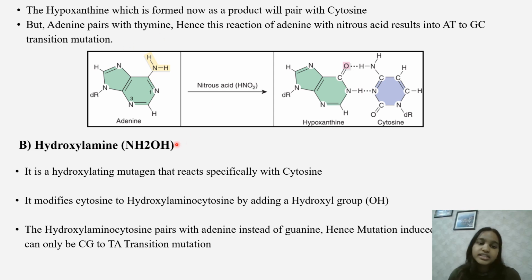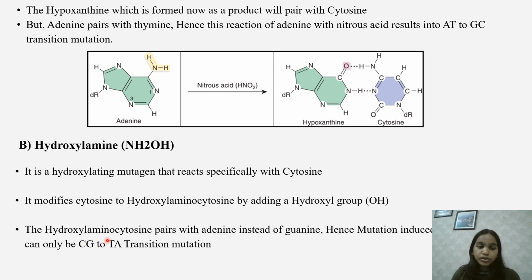Now let's understand the second base modifying agent, which is hydroxylamine. Hydroxylamine is a hydroxylating mutagen which specifically reacts with cytosine. Now let's first understand what is a hydroxylating agent. A hydroxylating agent is a chemical compound which adds hydroxyl group to a compound and modifies it. So it modifies cytosine to hydroxylaminocytosine by adding hydroxyl group to cytosine.